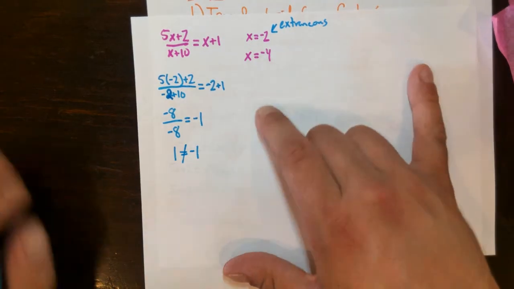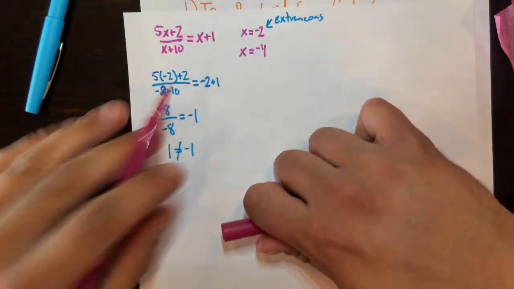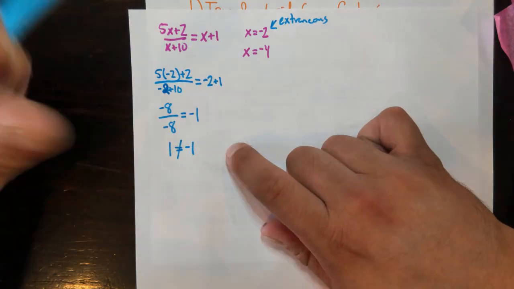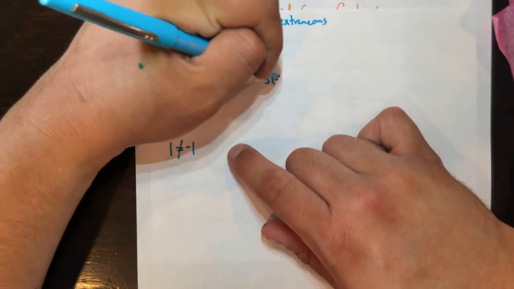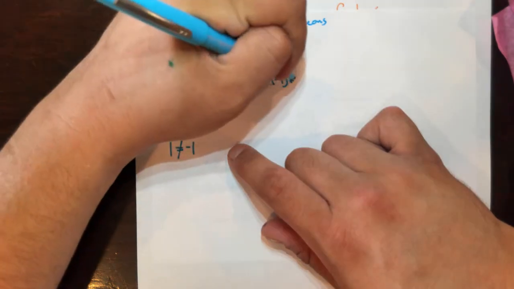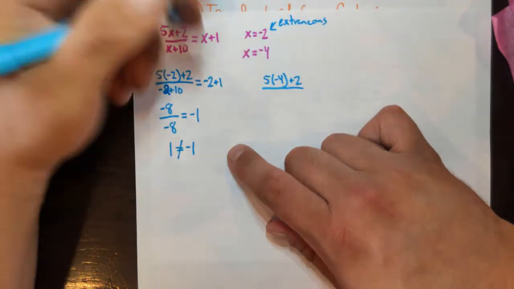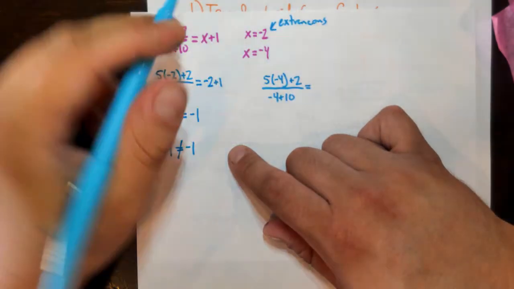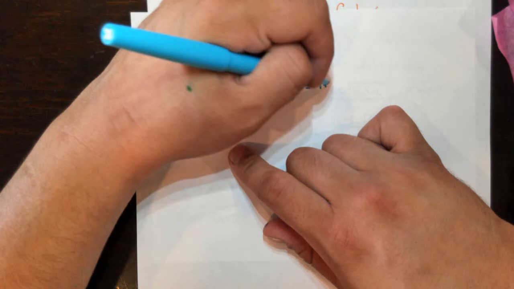Let's try negative 4. Oh, I don't know why I changed markers here. Okay. So 5 times negative 4 plus 2 divided by negative 4 plus 10 equals x plus 1, so negative 4 plus 1.